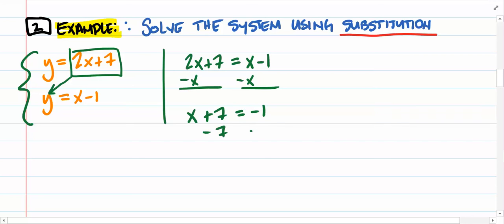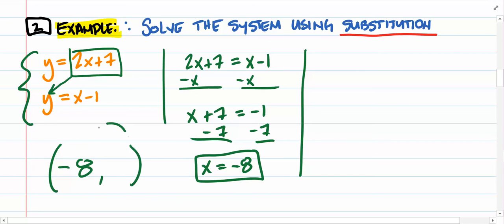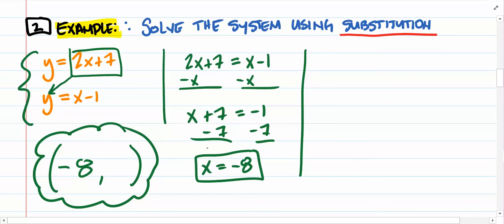I would subtract 7 from both sides, and I would get that x is equal to negative 8 again, oddly enough. So remember, that's only half of my solution, right? My solution is an ordered pair. So far I have negative 8, comma, I need the y value out of this. I don't know what it is yet, so I'm going to take the negative 8 and substitute it back into either one. It doesn't matter. I can put it here for x, or I can put it here for x.